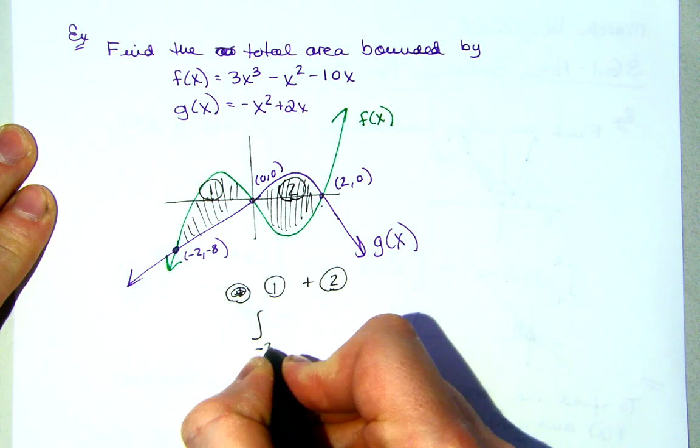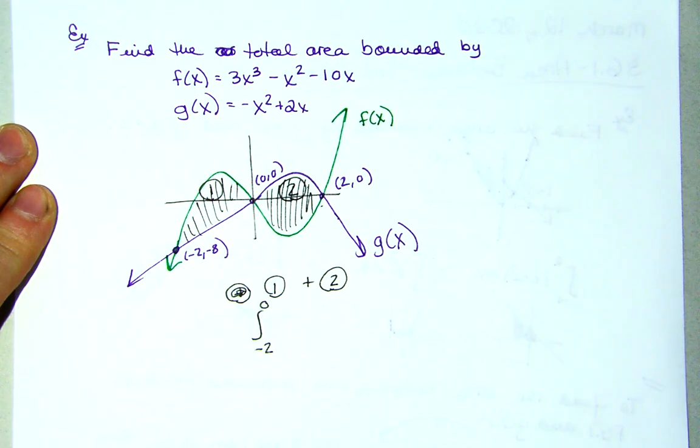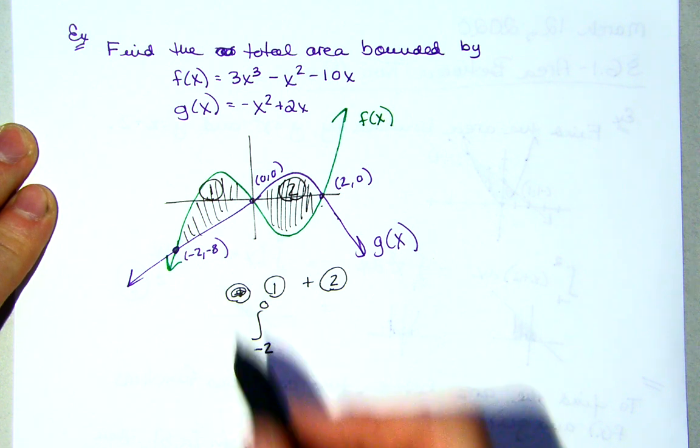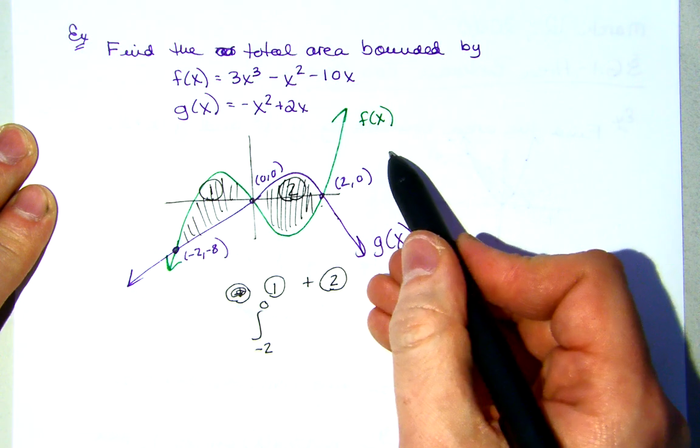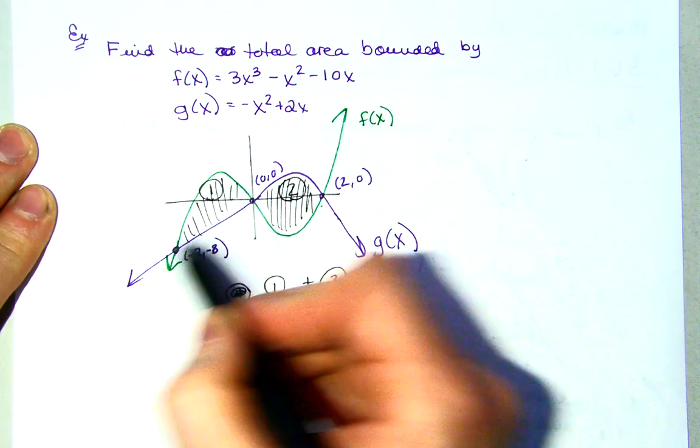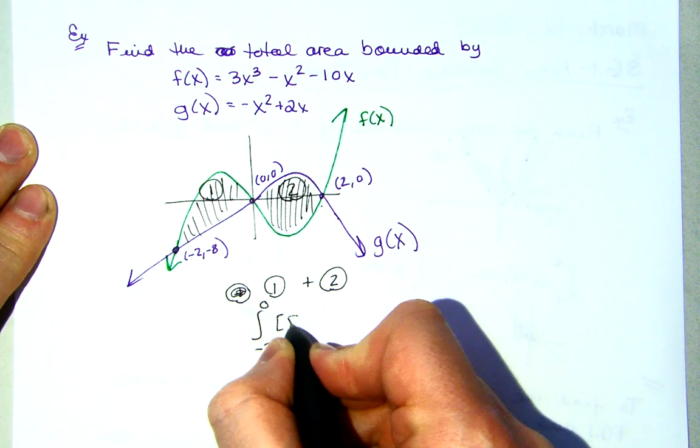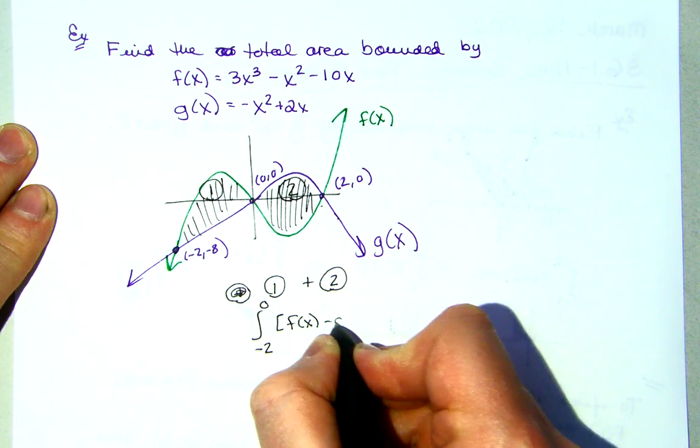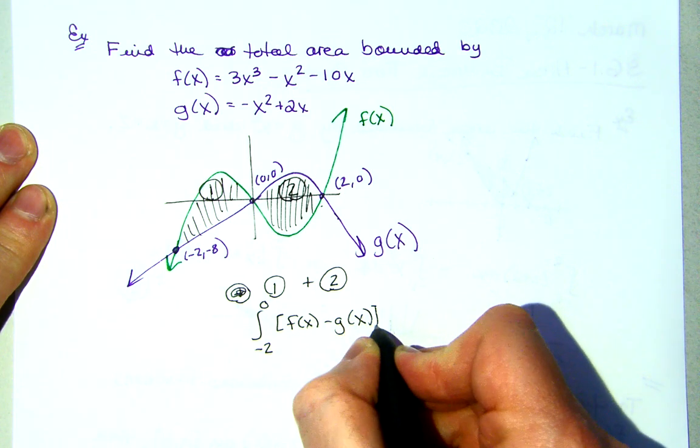-2 to 0. What's the top, f or g? I think f is on the top. That's kind of why I use those 2 different colors. The f function is the top one. The parabola is the bottom one. So I'm going to say f of x minus g of x. I'll do it in a moment. Let me write out the entire thing first.